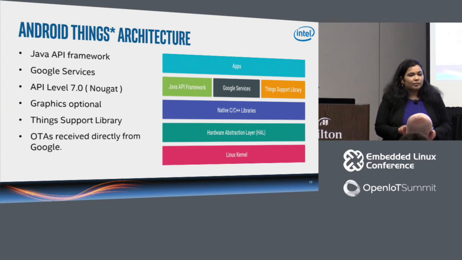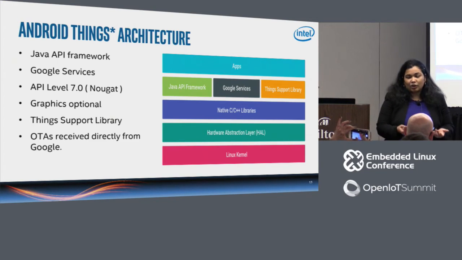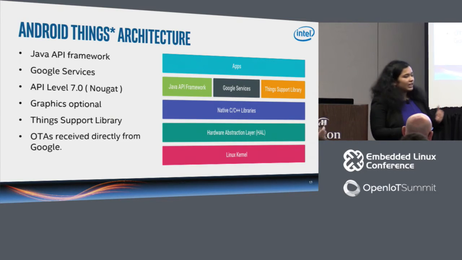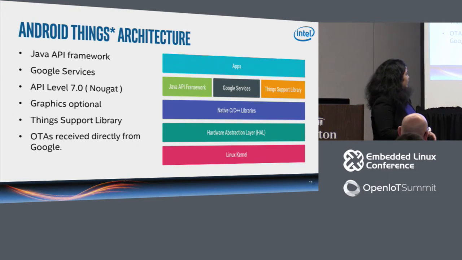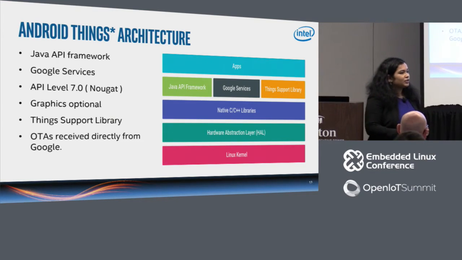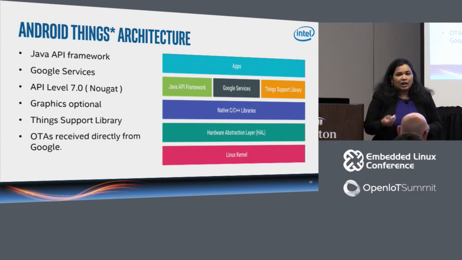So also, in addition to the Java API framework and the Google services, Google provides you with the Things Support Library, which enables Android developers to speak to their hardware, like sensors and actuators, using a peripheral manager. I'll be talking in more detail about the Things Support Library. Another key difference from Android is that OTAs are received directly from Google. Earlier, in Android, that was not the case. Like, the BSP provider would have to release their own OTAs.